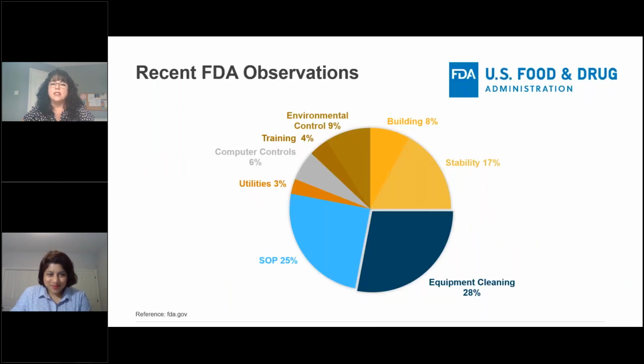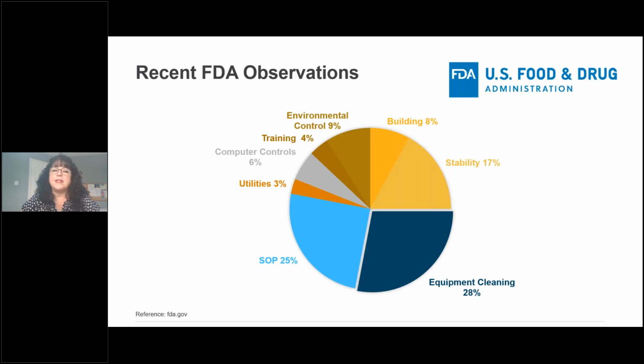Thank you, Nisa. So I'll start with some recent observations by the FDA. And the first one is some recent stats that we have concerning the manufacturing processes. And here's a graph depicting a large part of the total percentage of observations is for equipment cleaning, coming in at 28%.